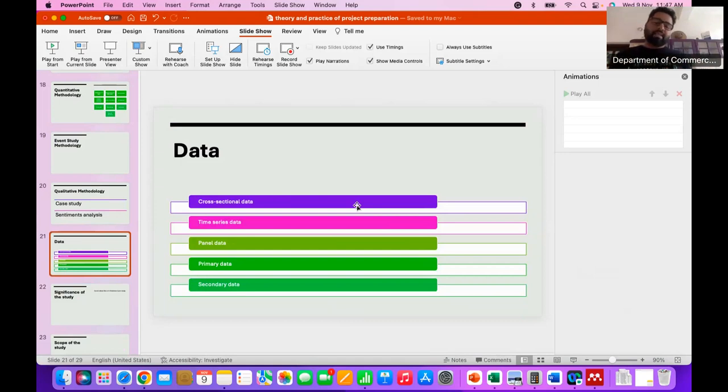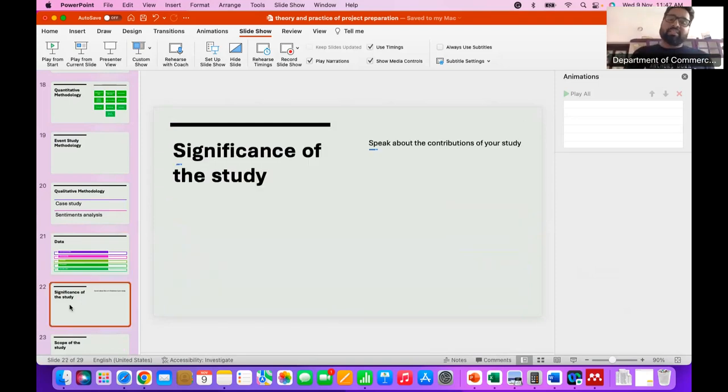Time series data can also be collected from databases like Bloomberg, Prowess, and RBI. These databases provide information, and if you have a lot of countries and a lot of time periods, the data is known as the panel one. The data may be either primary or secondary. Primary means you are collecting it for the first time; secondary means published sources. And you can write the significance of the study.